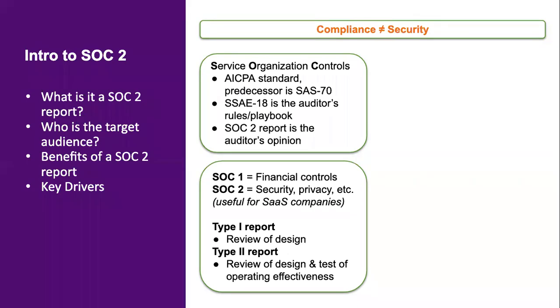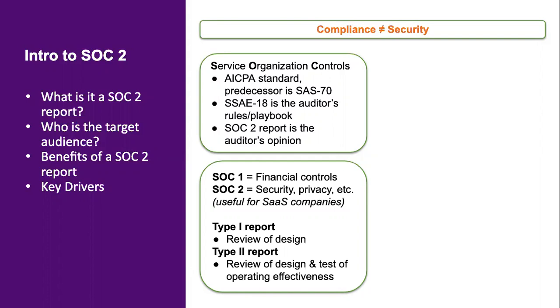SOC 1 is primarily designed for financial controls, not something that most of us as organizations providing some sort of business process as a service, software as a service, not really something relevant to what we're doing. SOC 2, this is the one that's really useful for SaaS companies. This deals with the security controls, the privacy controls that we as SaaS providers have implemented in our services.